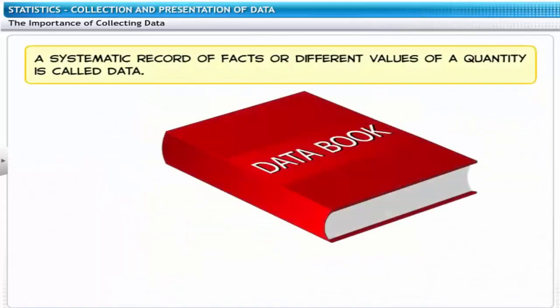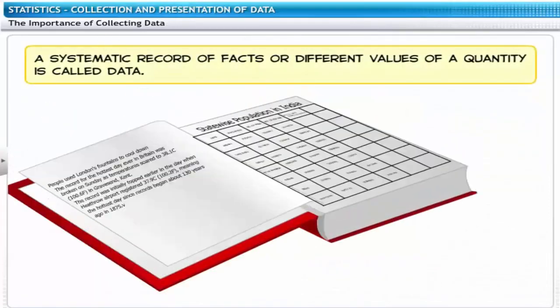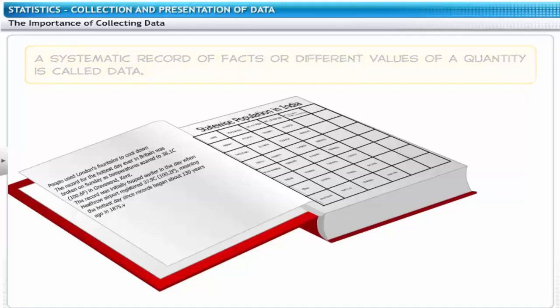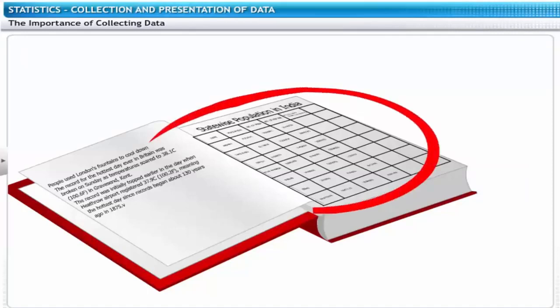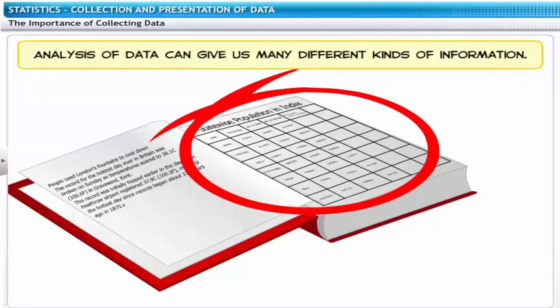A systematic record of facts or different values of a quantity is called data. Such records or data is collected over a period of time and continuously updated. Data is collected with a specific purpose in mind. However, the analysis of data can give us many different kinds of information.